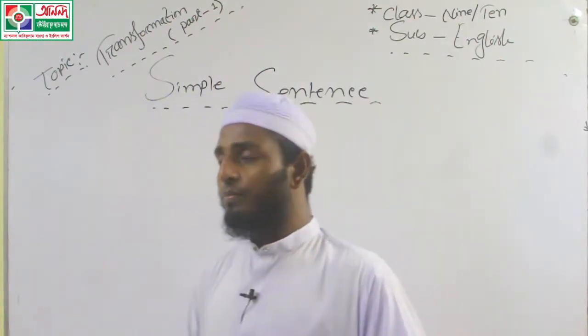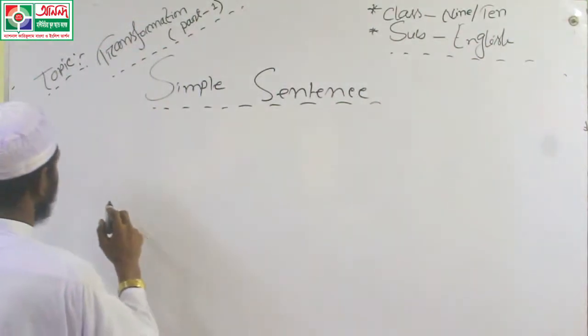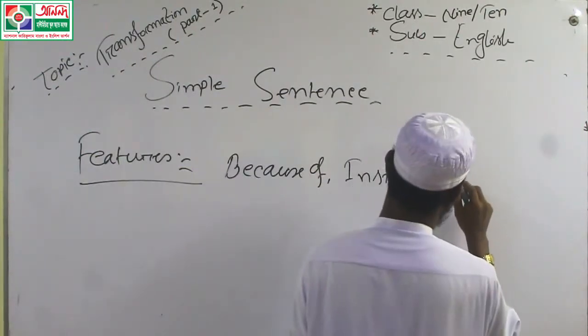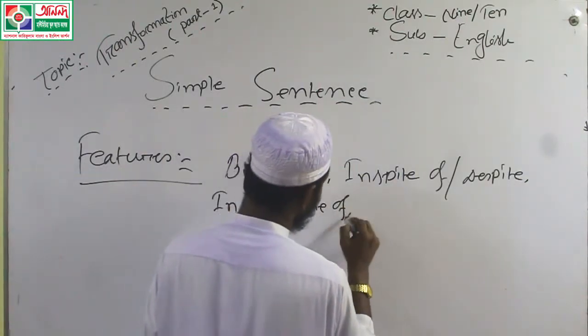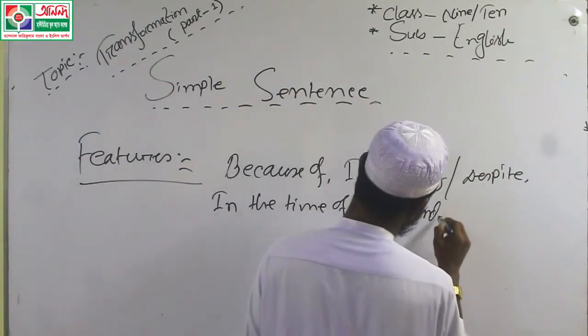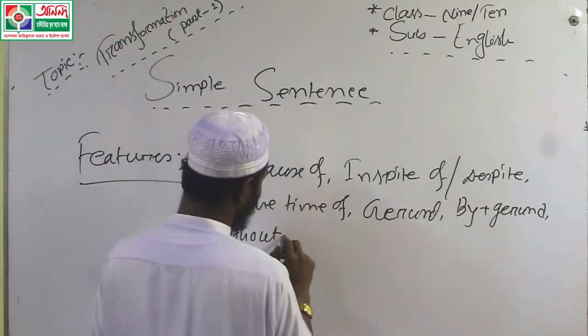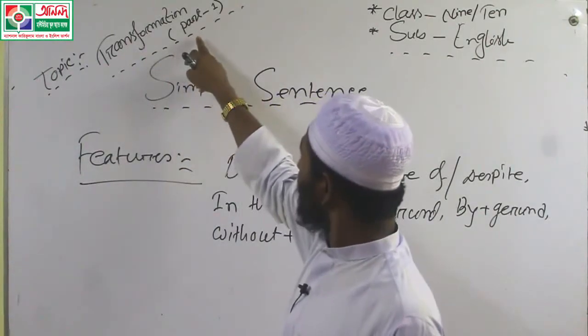You have to use some features to transform a simple sentence into another sentence. Now I am writing the features by which you can transform. Simple sentence: because of, in spite of, despite, in the time of, gerund, by plus gerund, without plus gerund. Dear learners, you can see part 1.